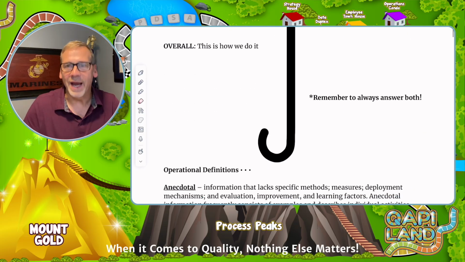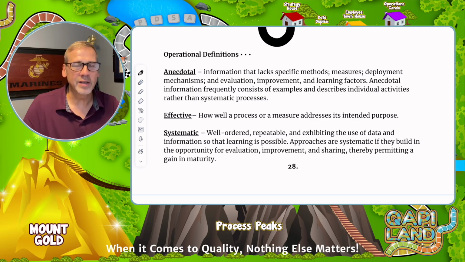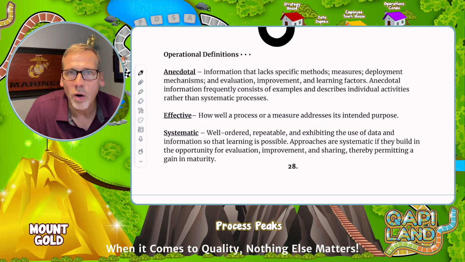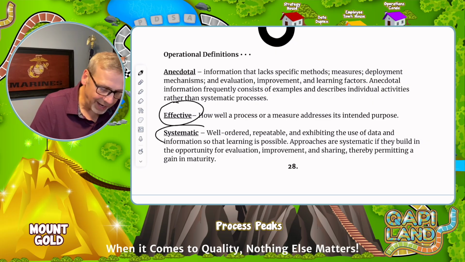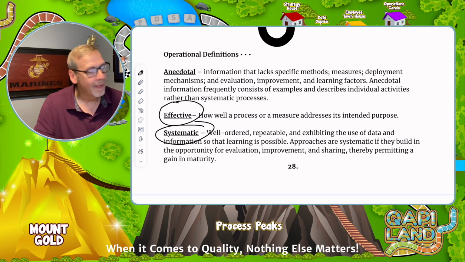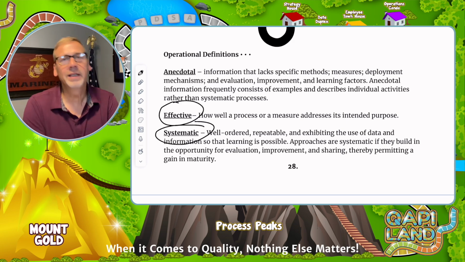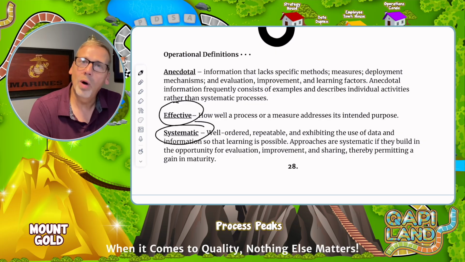When it comes to answering questions, keep in mind that there is a difference between anecdotal answers, effective answers, and systematic answers. We are really looking for both effective and systematic. What does effective mean? Effective means that you easily and clearly can demonstrate through your literature, through writing in your application, exactly what you do.